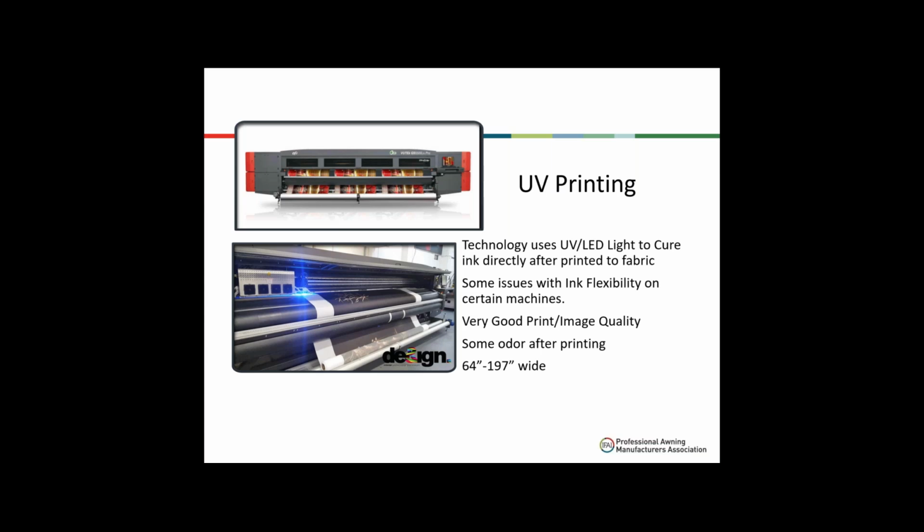And these machines, they go anywhere from 64 to 197. You might find some that are smaller than that. They're certainly available, but honestly, for awnings and structures, I don't know why you would buy anything less than 64-inch.